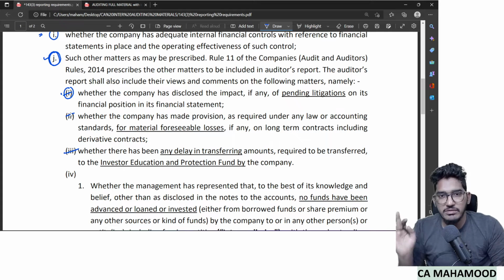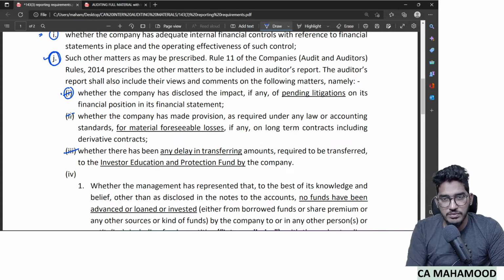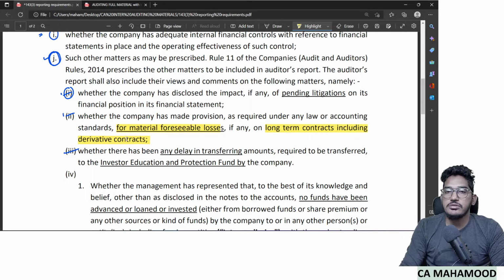You are required to give that comment whether management disclosed the impact of pending litigations on the financial statements or not. Clear? Next one, second point: whether the company has made provision as required under any law or accounting standards for material foreseeable losses, if any, on long-term contracts including derivative contracts.